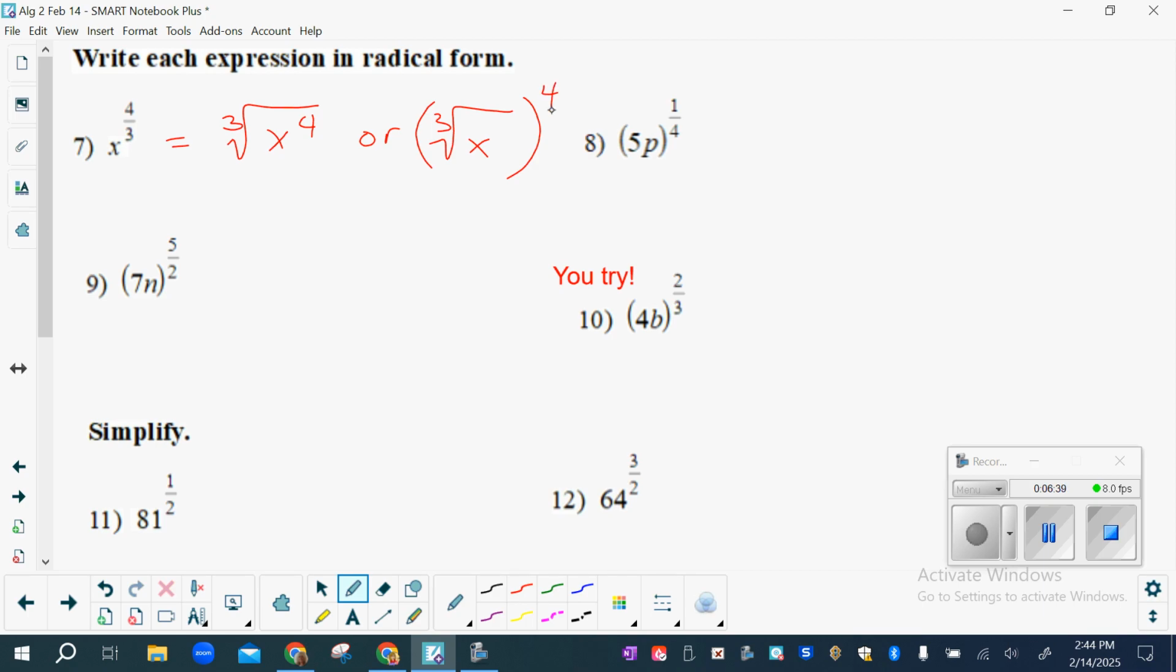Is it just the same thing? It's the same thing, because it doesn't matter what order we do that. You can do the root first, or we can do the exponent. Oh my God, that's awesome.